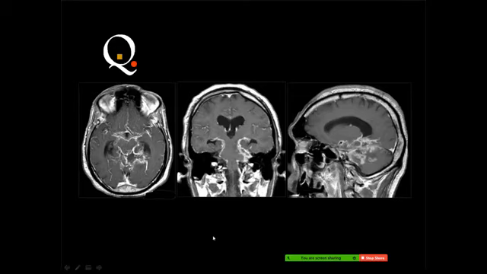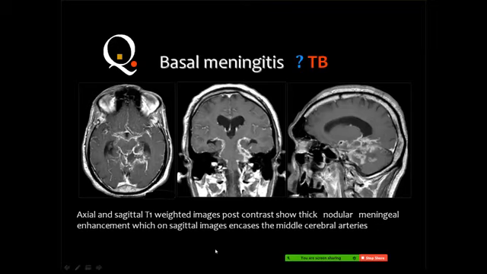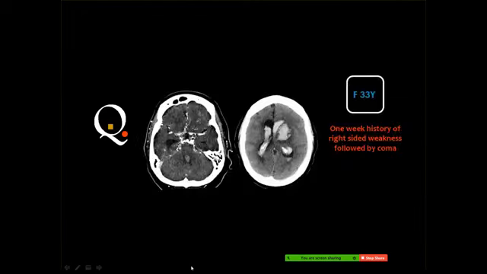Also meningitis. Yes, and this is another case of meningitis. And in most cases of meningitis, if you do not actually know the cause, you may say that this is secondary to TB.